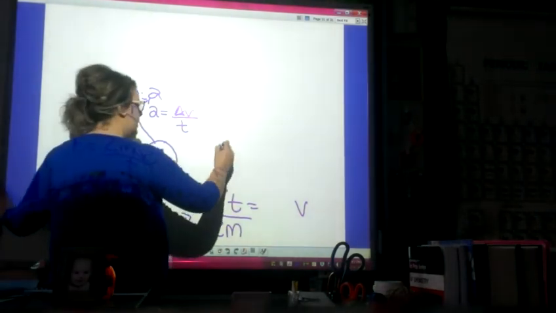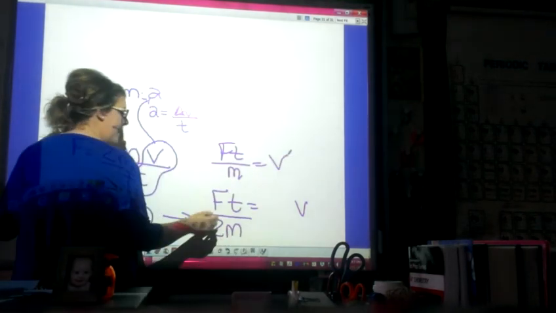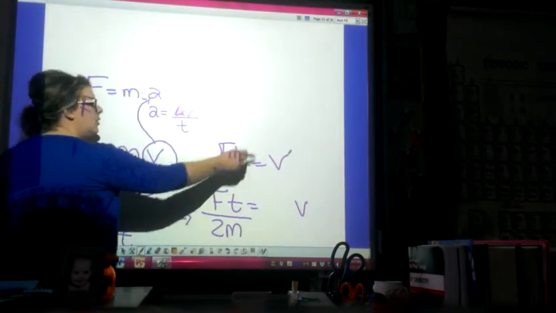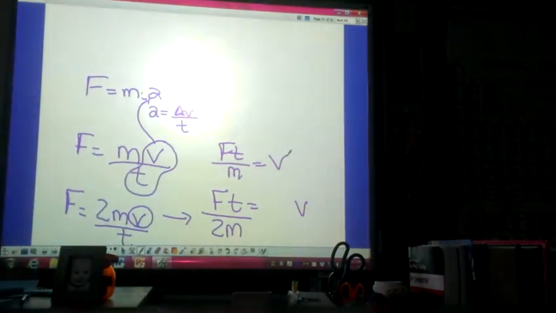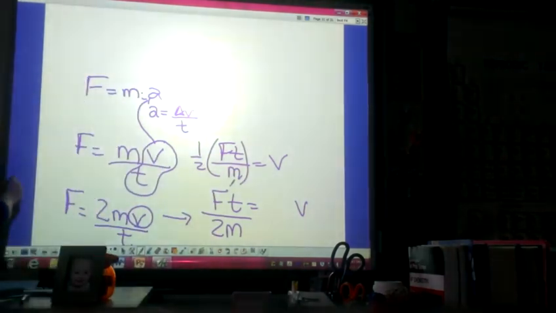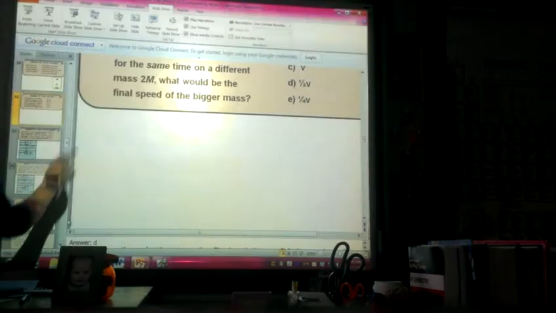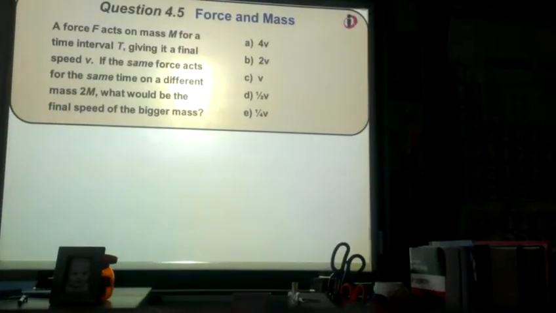So Ft over m is what I would have got for just the normal one, but now because I've doubled mass, what I've done to my speed is that it has changed by a half. So it's really 1/2 times that quantity. That's the reason that D is the correct answer on this particular question. So it should be 1/2 v, okay?